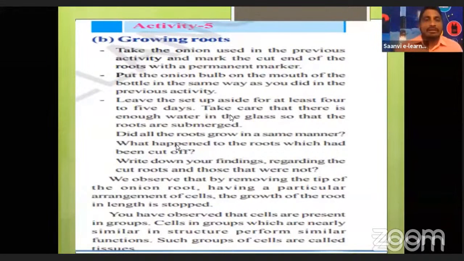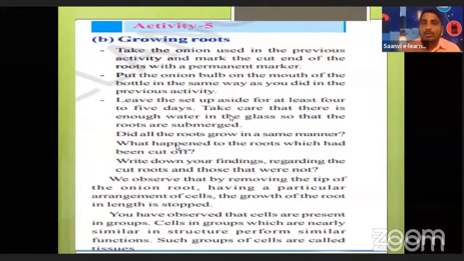For the root tip activity, we need onion root tips. So how to grow the onion roots? To grow the roots, we take the onion used in the previous activity. Mark the cut end of the roots with a permanent marker.